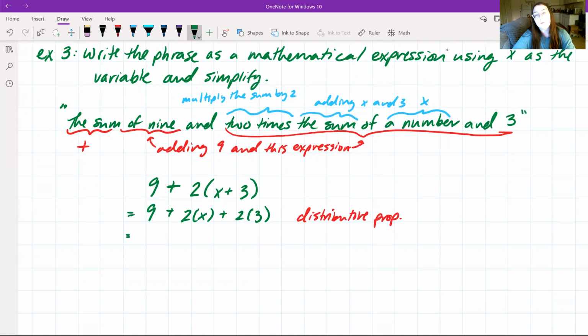And now we want to simplify so we can add our like terms. So now we're going to end up getting 9 plus 2 times x, which is 2x, plus 2 times 3, which is 6. So we simplified. And now we see we have 9 and 6, which are constants, so they're like terms. But 2x is an unlike term. So let's rearrange our expression to say 9 plus 6 plus 2x. In this here, we use our commutative property.